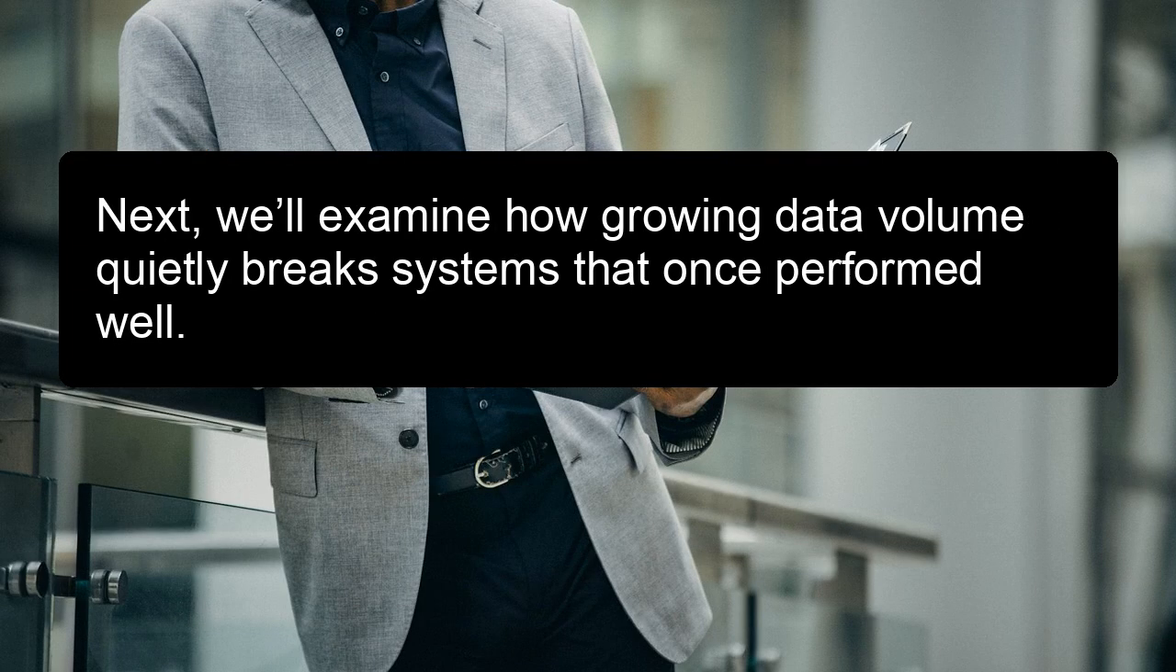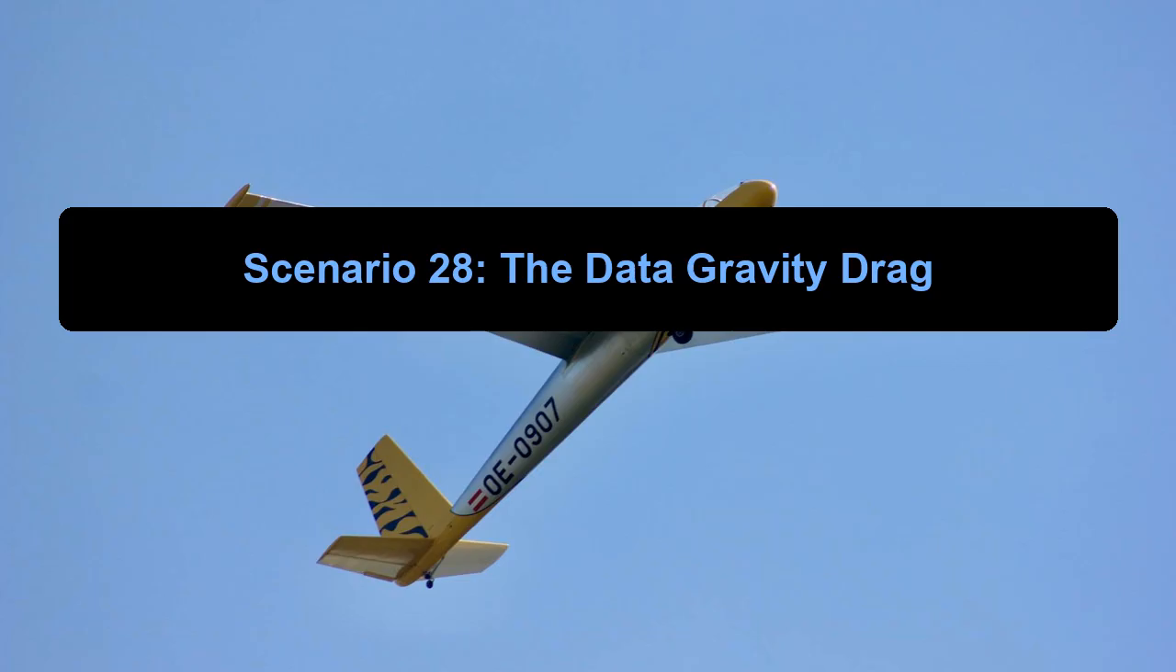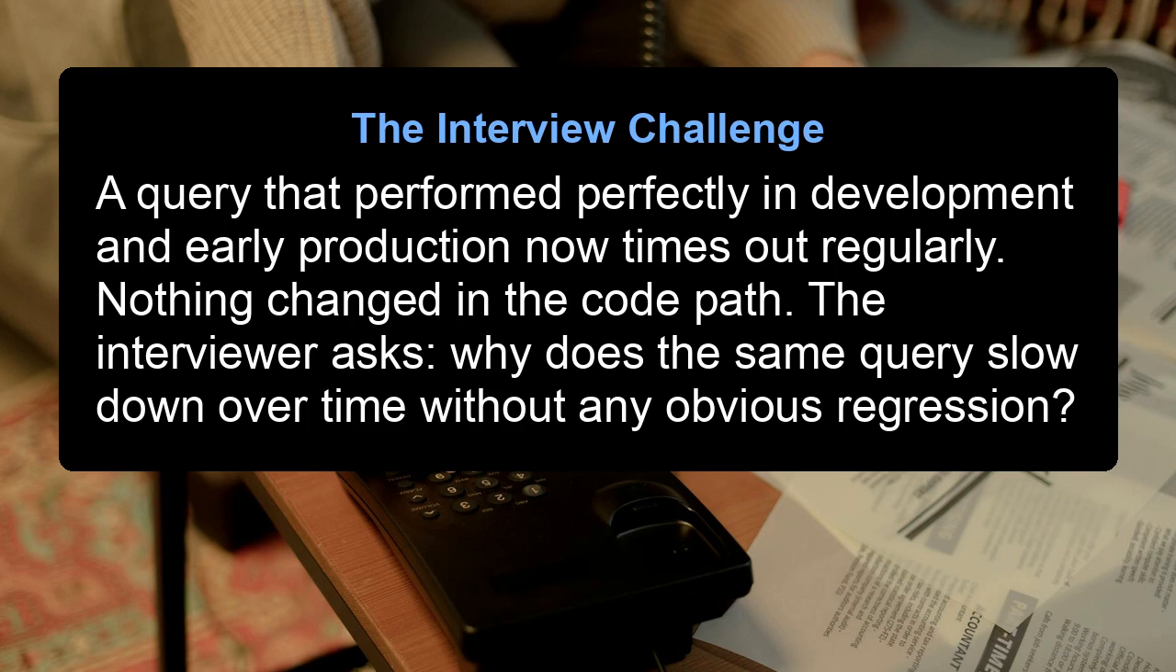Next, we'll examine how growing data volume quietly breaks systems that once performed well. Scenario 28, the data gravity drop. The interview challenge. A query that performed perfectly in development and early production now times out regularly. Nothing changed in the code path. The interviewer asks, why does the same query slow down over time without any obvious regression?